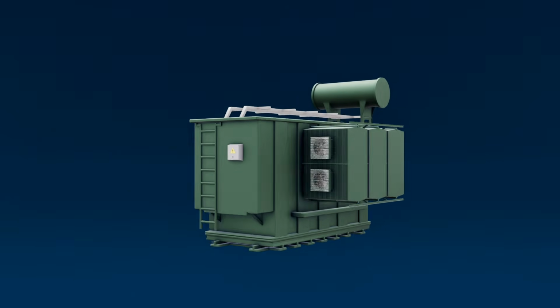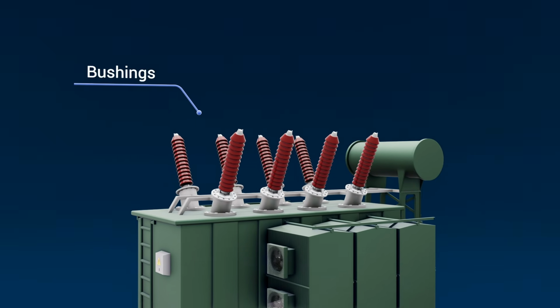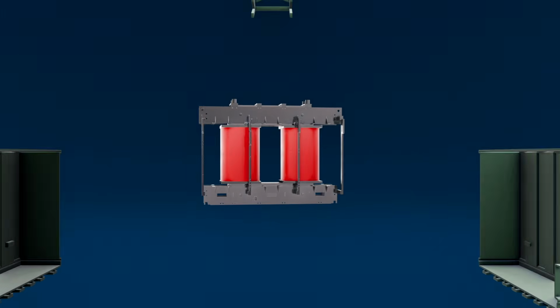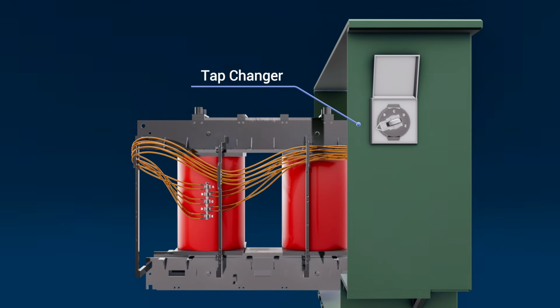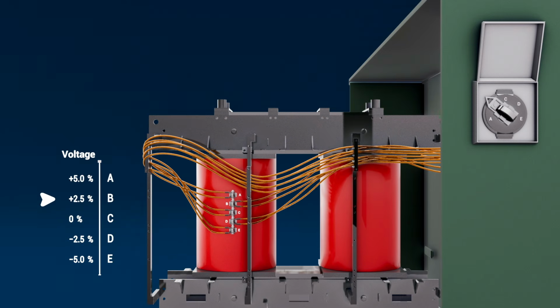Mounted on the exterior are bushings, solid insulating sleeves that allow high-voltage connections to safely pass through the grounded transformer tank without electrical discharge. For transformers that need flexibility, especially in power grids, tap changers are built into the winding design. These devices let operators adjust the effective number of turns on the coil, fine-tuning output voltage to balance supply and demand in real time.